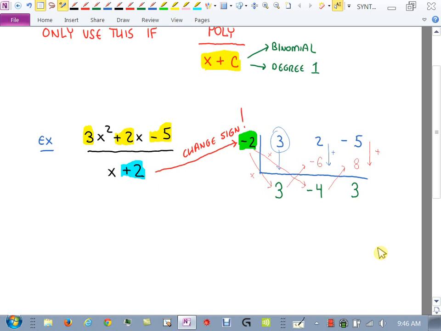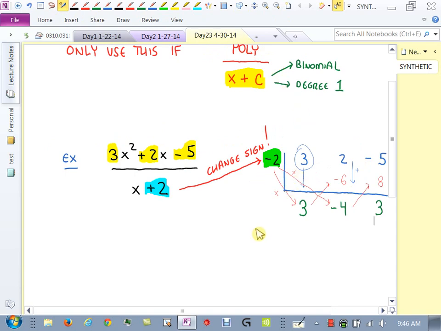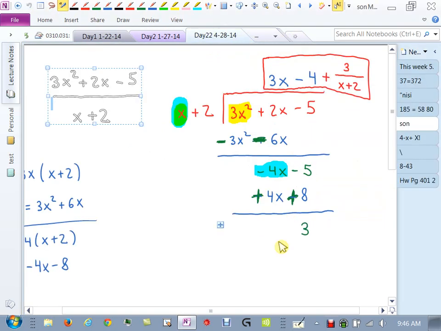Now, that doesn't look like the answer, does it? No. But if you go back and look at the answer, what we had was 3, right? 3x.